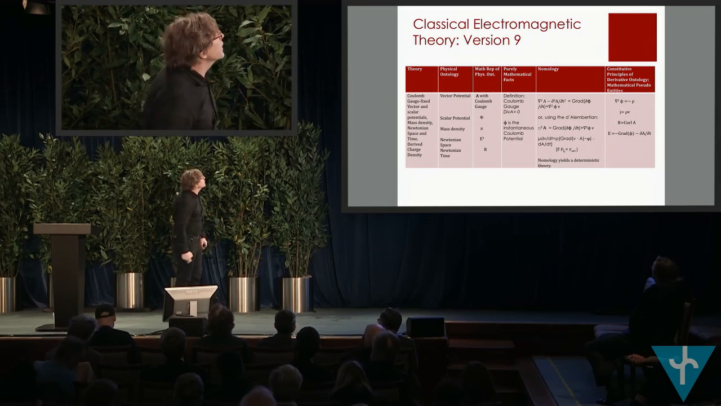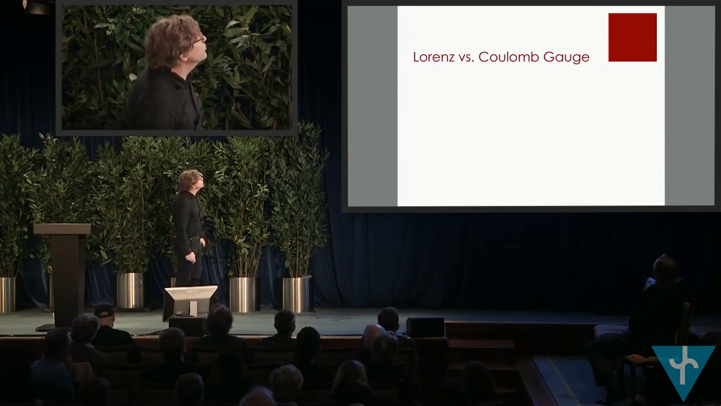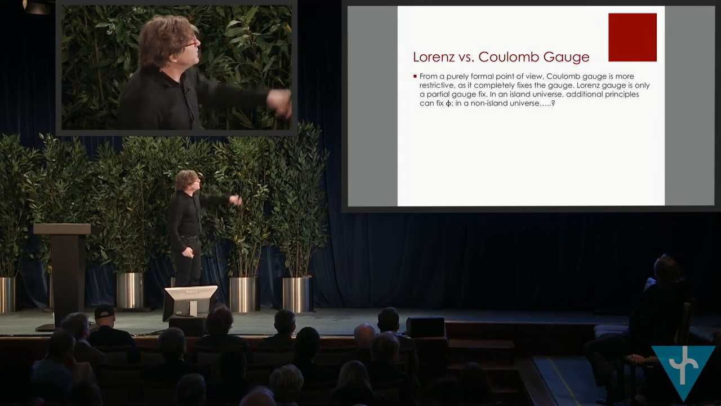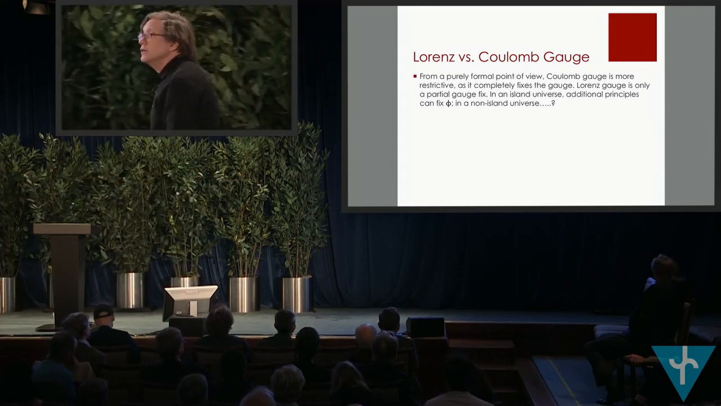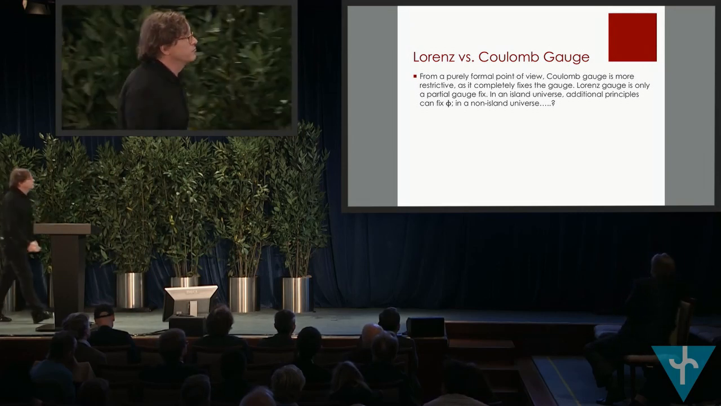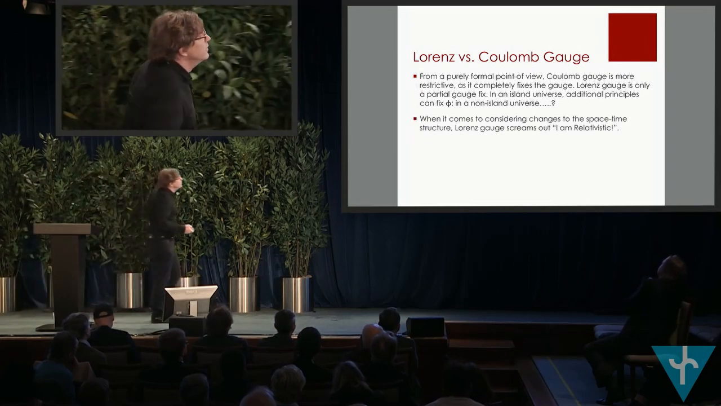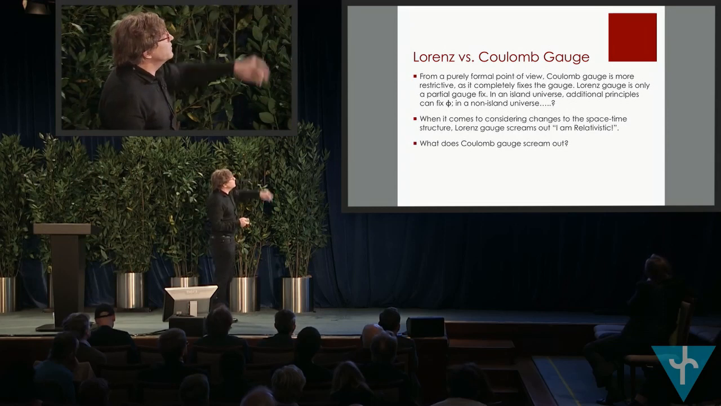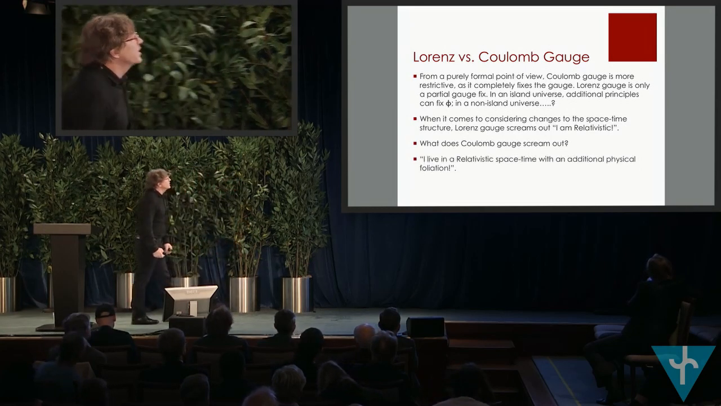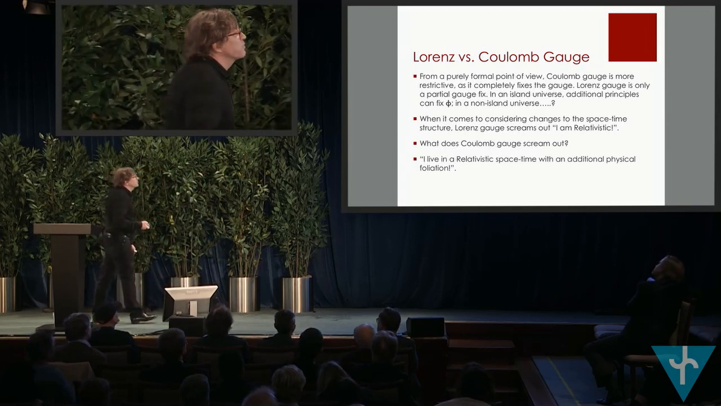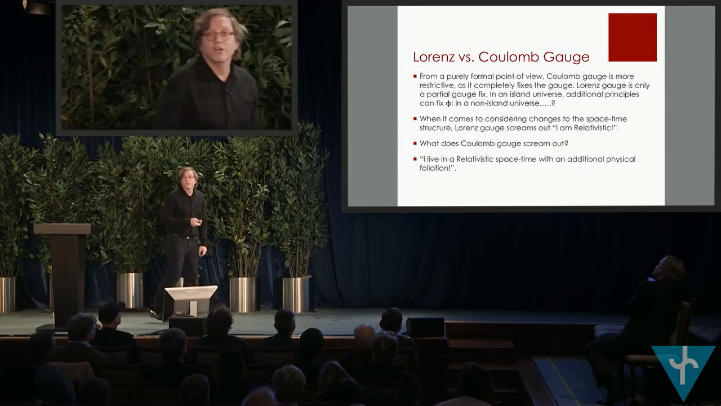So this is the kind of thing I think, if you get really clear about what you're doing. The other thing is you could say, I don't like Lorentz gauge because I can't even gauge fix if I'm not in an island universe, and I'm not in an island universe, so that's not ideal, okay? So as I said, Lorentz gauge is screaming out, I am relativistic, and Coulomb gauge is screaming out, I live in a relativistic spacetime with an additional foliation.